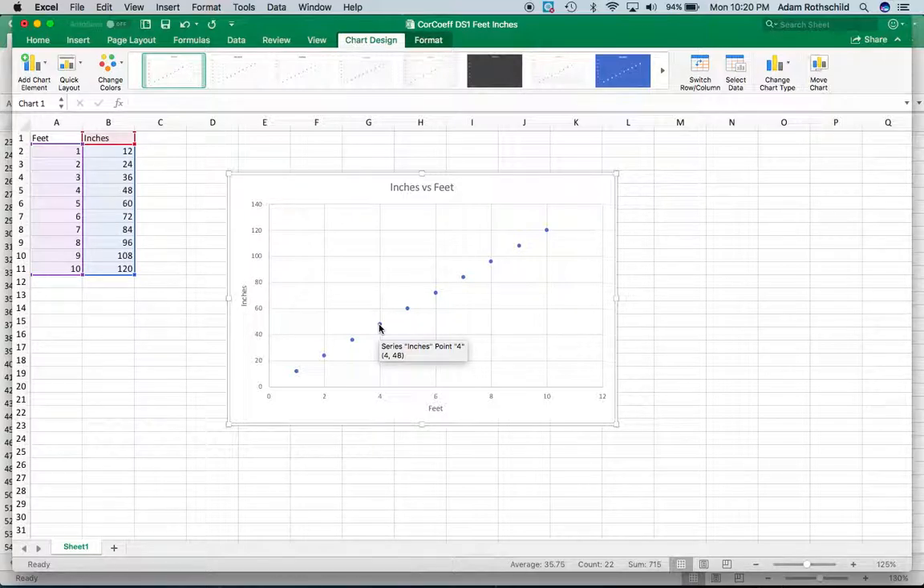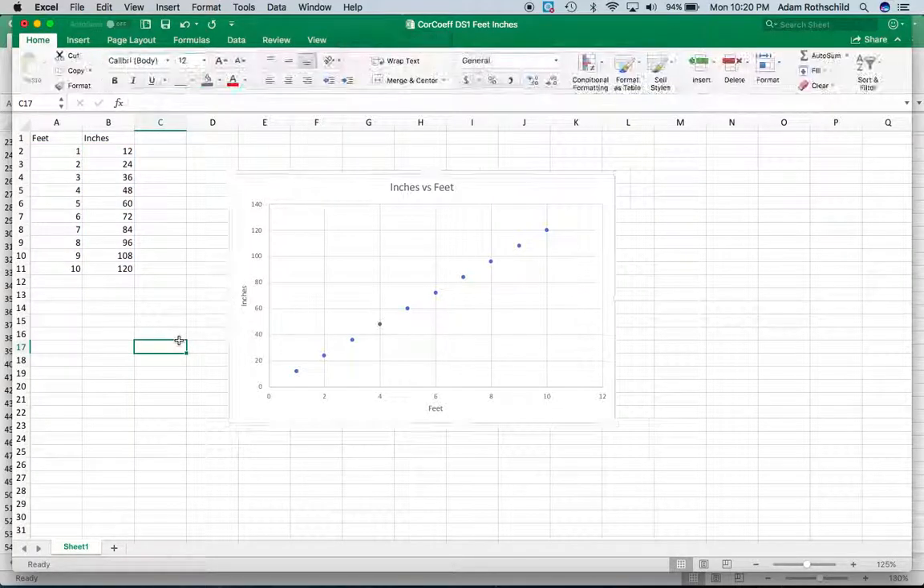We can easily predict how many inches something is going to be if we know how many feet it is, because we're just going to multiply by 12. So that is a lockstep correlation, and we see it as a positive correlation because it goes up. And I'm going to show you how to measure correlation. It is a formula in Excel.